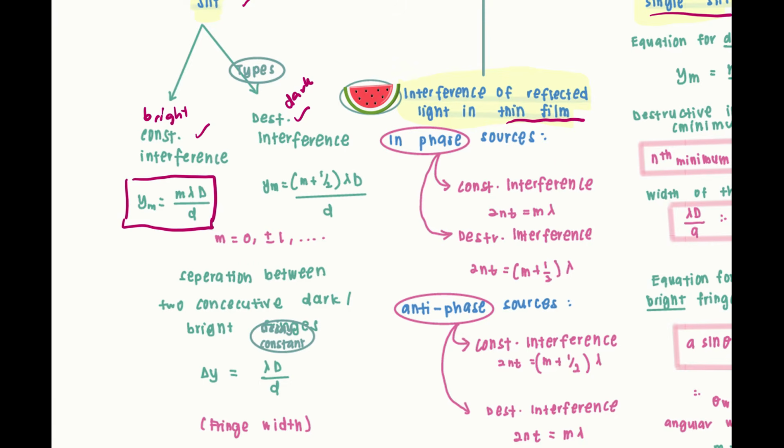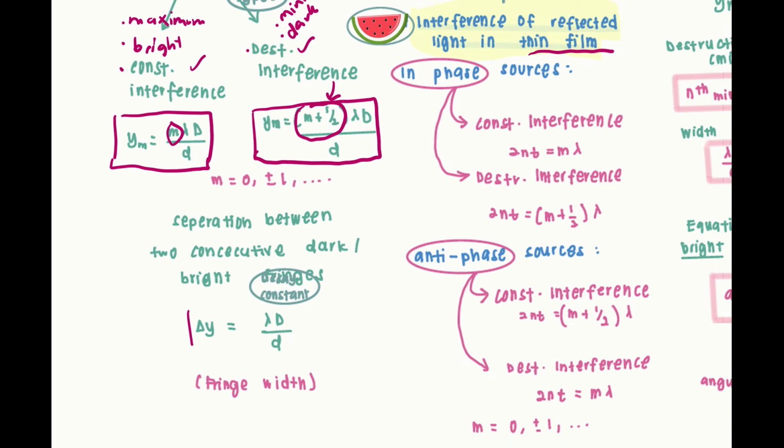The other term that we can use for constructive, bright, is maximum interference. And for dark, destructive, we have minimum interference as the other term. So it is giving us the same meaning. For minimum or destructive interference, the equation is just about the same, but the part that is different is the number of order, m plus half, for destructive interference.